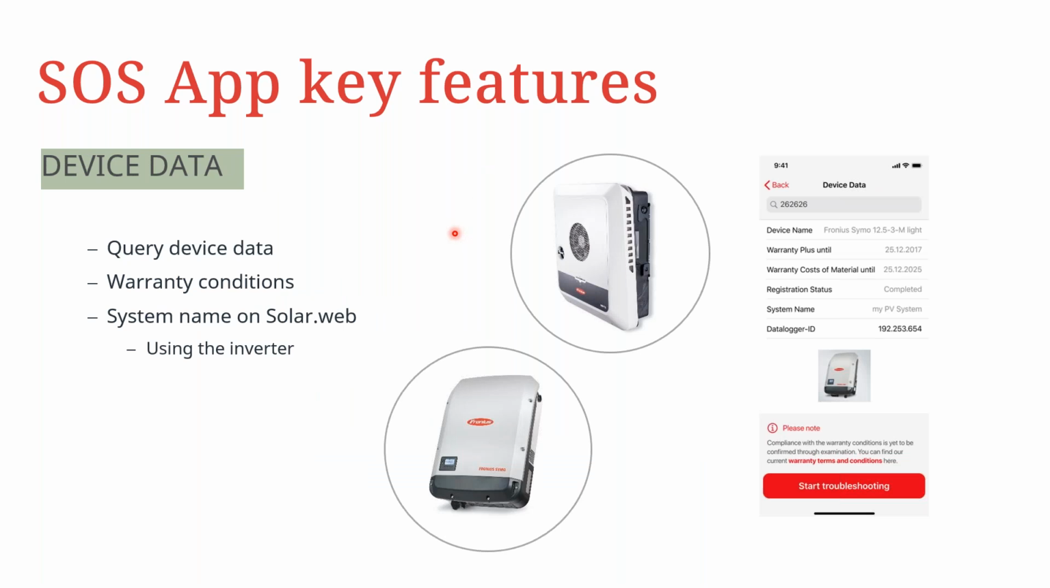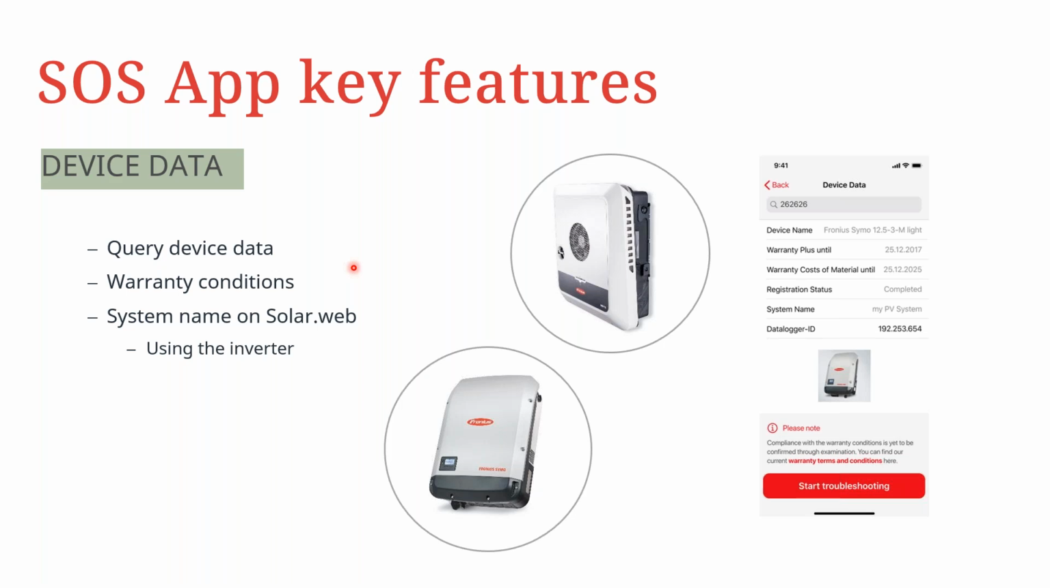You also get to view device data, and this can be queried directly in SOS as well. What you can see directly is the warranty condition. Have you fully registered that particular device to the required warranty? And here I would like to mention that recently we have increased the warranty period for all inverters up to 12 kilowatts. They are going to be receiving 10 years of warranty going forward.